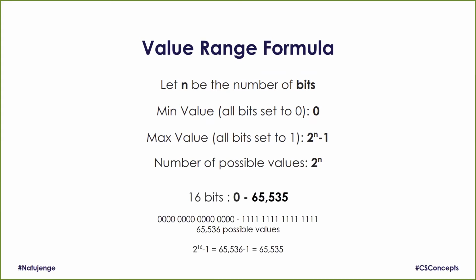We can illustrate that with a 16-bit number. So you can confirm that the minimum value is 0 when all the bits are set to 0, and the maximum value is 65,535 when all the bits are set to 1. That gives us 65,536 possible values. If you use our formula, then the figure becomes correct.